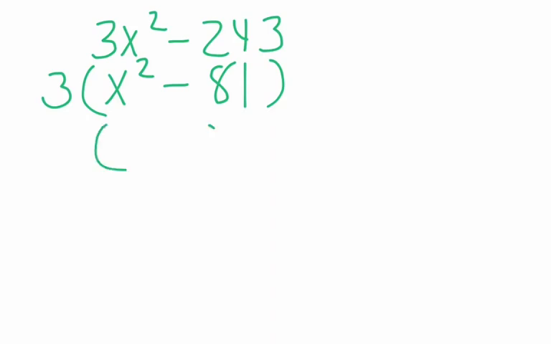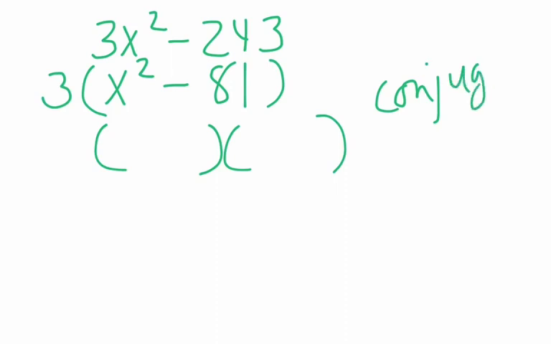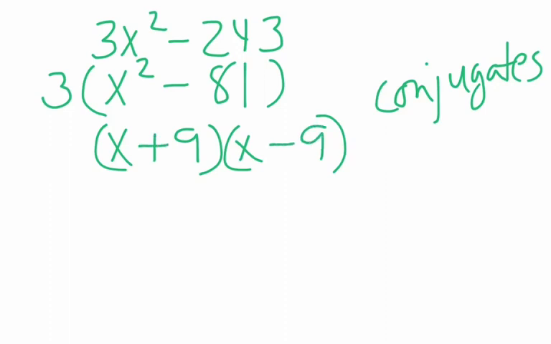And that's going to factor into our special, we have the special word, conjugates. Make sure you know your vocab. And we take the square root: x times x gives you x squared, and 9 times 9 gives you 81. And one of them is a plus and one of them is a minus. Don't forget the 3. The 3 was there, the 3 is still there. And so there's our factoring.